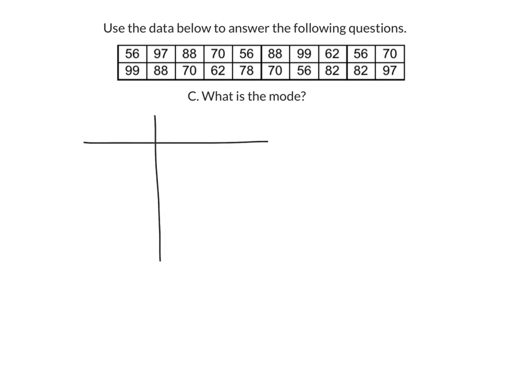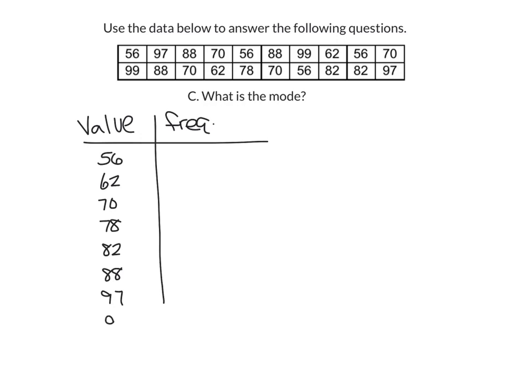So remember, with a frequency distribution, I have the value on the left and then the frequency, or the number of times it occurs, on the right. So I'm going to list all the unique values from smallest to largest in the left column. So I have 56, 62, 70, 78, 82, 88, 97, and 99.